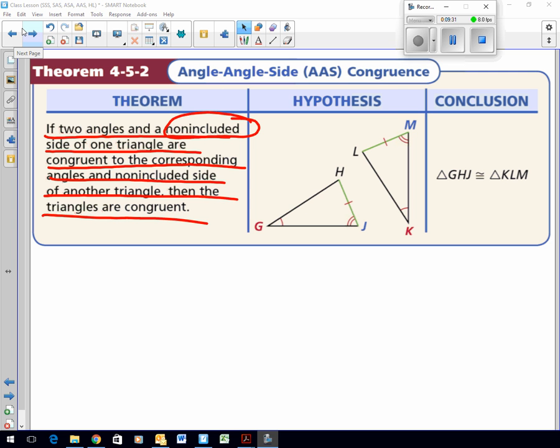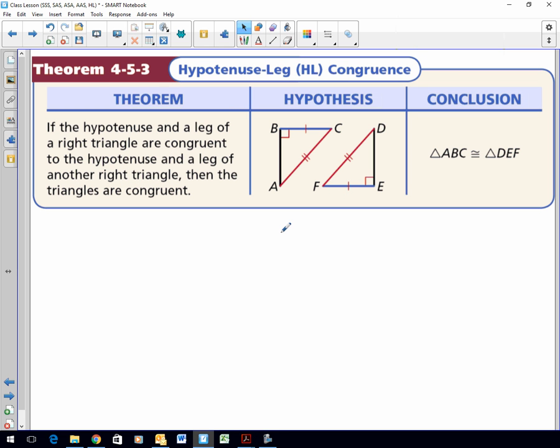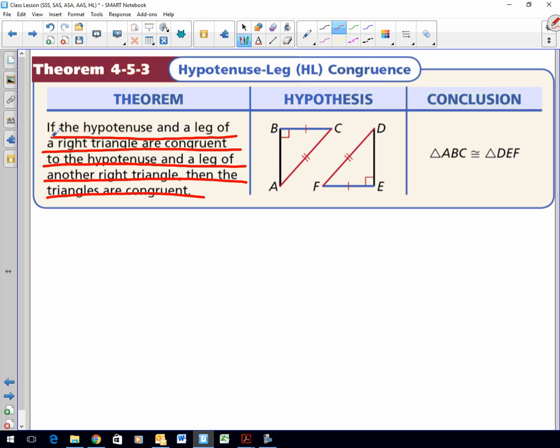Here we go. Next. I got one more theorem for you. Oh, it's a theorem. Hypotenuse leg. HL. If the hypotenuse and a leg of a right triangle are congruent to the hypotenuse and a leg of another right triangle, then the triangles are congruent.